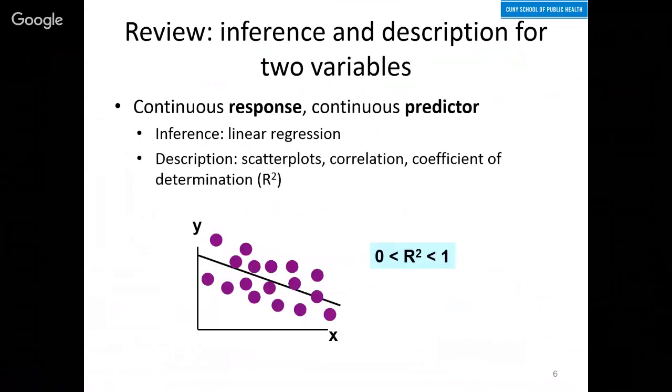And last class we covered the case of two continuous variables and covered scatterplots, linear regression, and Pearson's correlation.